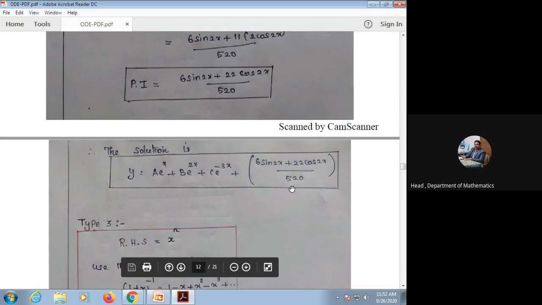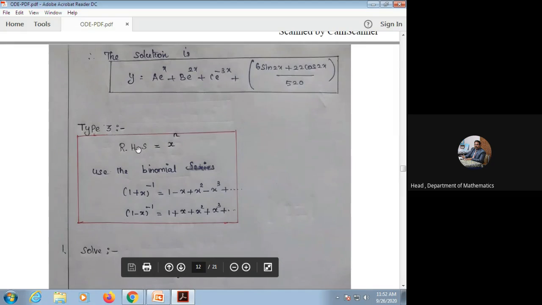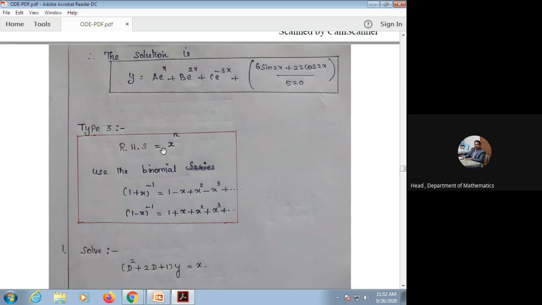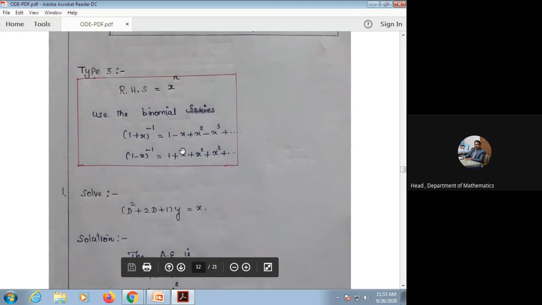This is type 2, and then how to move on to the type 3 problem. The right hand side value is x power n for this type. In this x power n type, how to use the binomial series formula here. What is the binomial series formula? (1 plus x) whole power minus 1, this expansion is 1 minus x plus x squared minus x power 3 and so on. And then another formula, (1 minus x) whole power minus 1 is equal to 1 plus x plus x squared plus x power 3 and so on. Use either one of the formulas when the right hand side is like this.